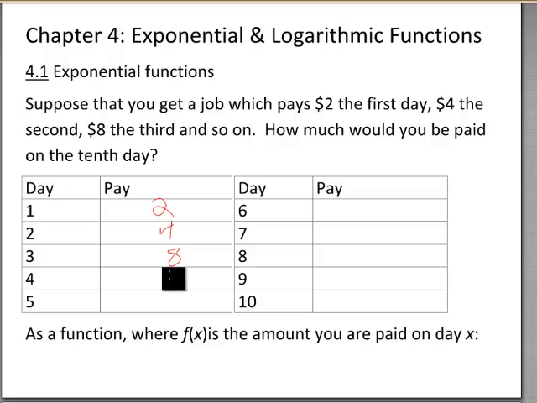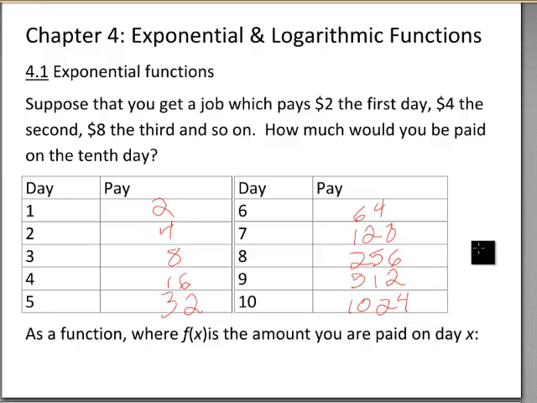So double 8 to get 16. Double it again is 32. Double it again, 64. Double it again is 128. And then again it is 256. Two more times gives you $512, and finally the answer to the question, $1,024. Okay, so it's pretty straightforward, right? Just multiply times 2. We can all do that.